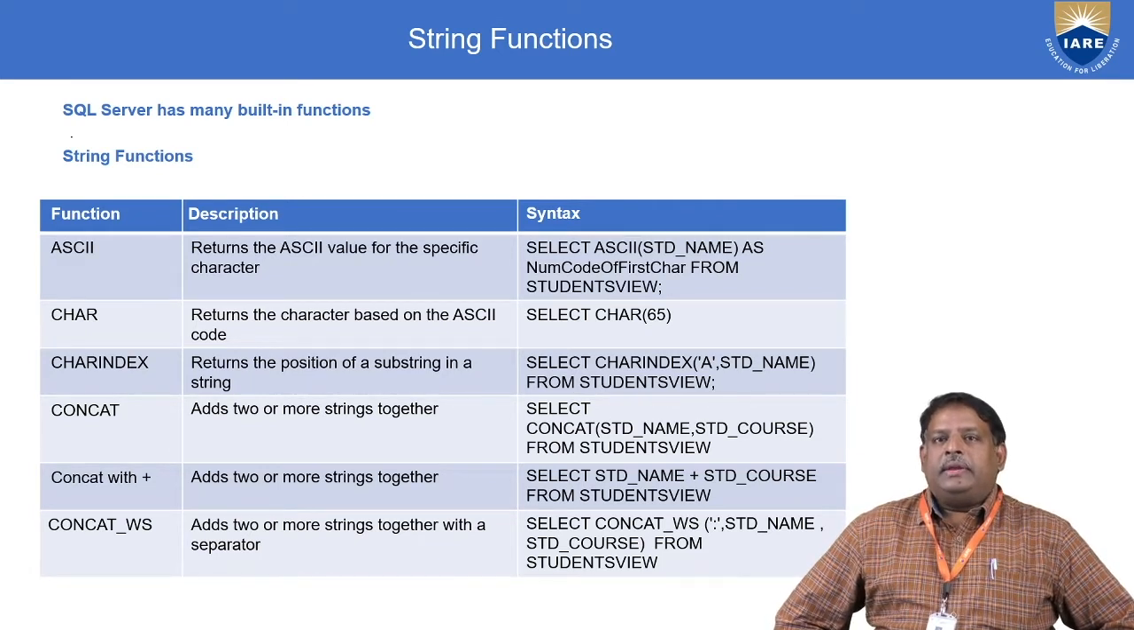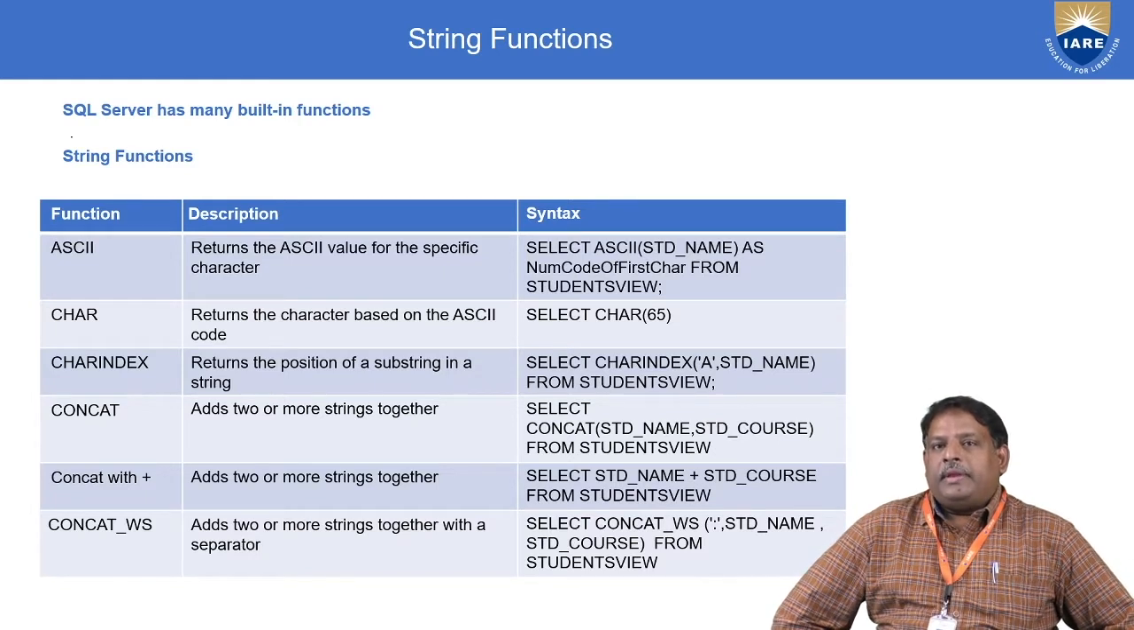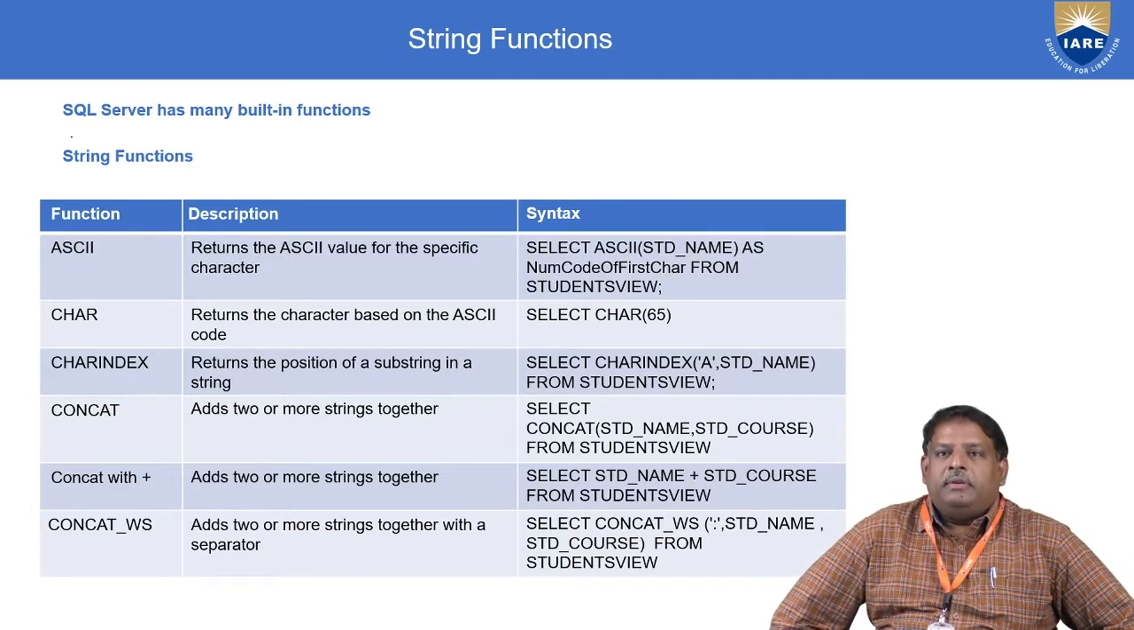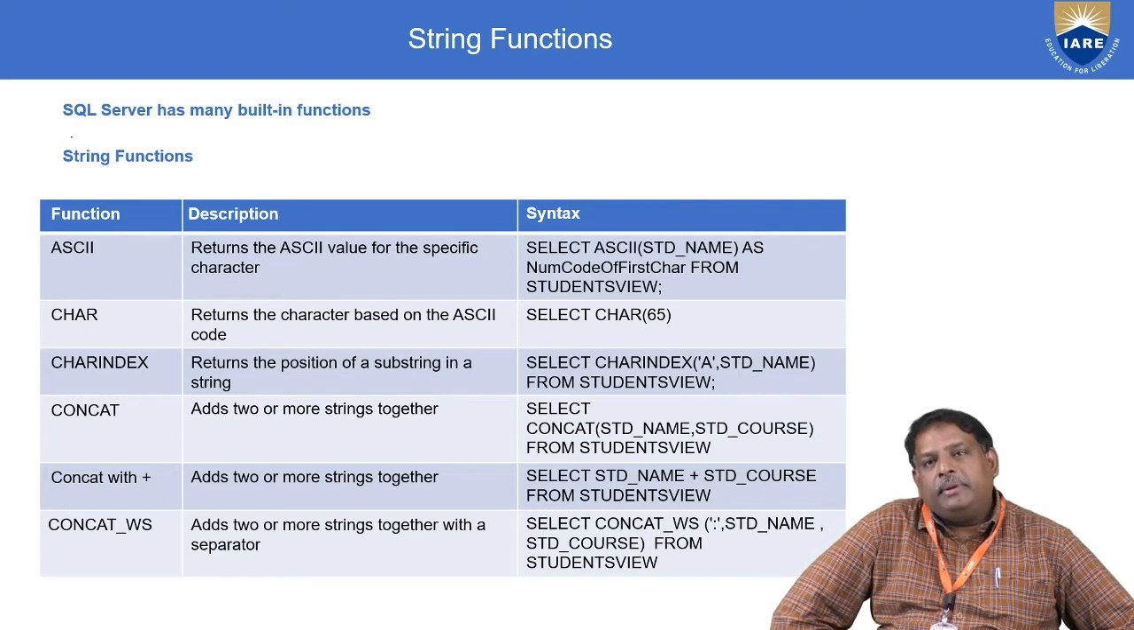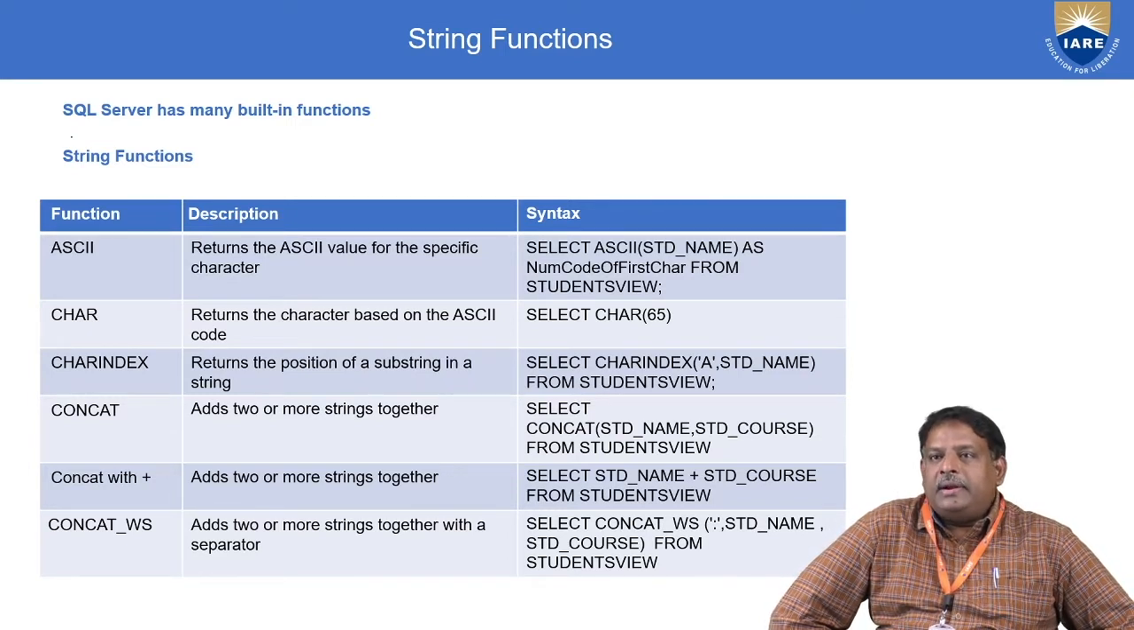Next, the char function. The char function will give us the character based upon the ASCII code. For example, select char of 65. We all know that char of 65 gives us capital A. That is the char function.